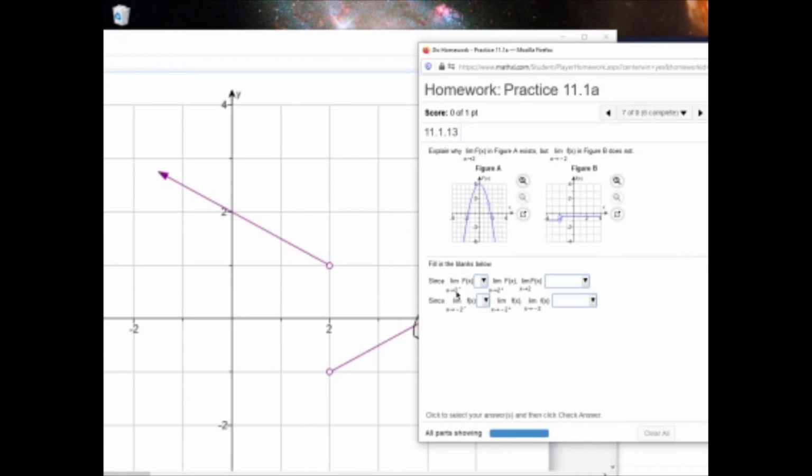So this first statement here is the left, so 2 to the minus is approaching from the left, 2 to the plus is approaching from the right. These equal in figure A, and that's why the limit exists. But in figure B at -2, so notice our notation here, x goes to -2 from the left and -2 from the right. These do not equal, and so the two-sided limit does not exist. And that's what they're going for in that one.